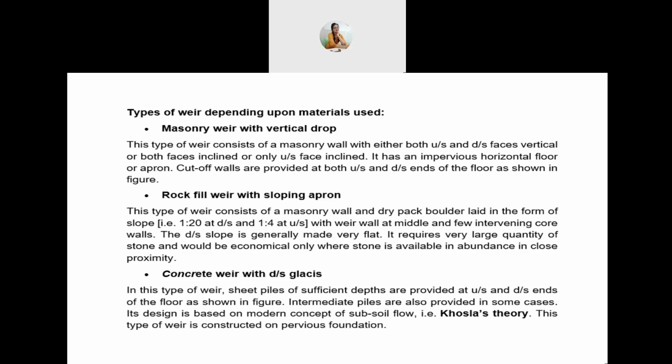In this type of weir, sheet piles of sufficient depth are provided at upstream and downstream ends of the floor as shown in figure. Intermediate piles are also provided in some cases. Its design is based on modern concept of subsoil flow, that is Khosla's theory. You can refer to Khosla's theory later. So this type of weir is constructed on pervious foundation.